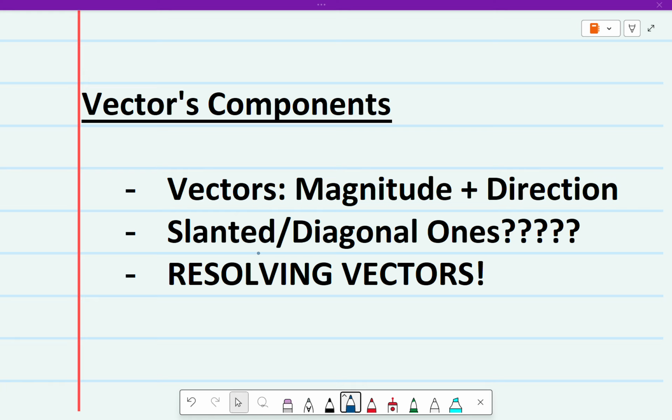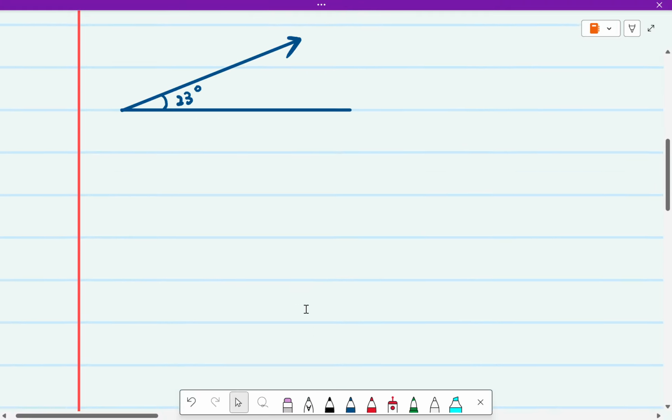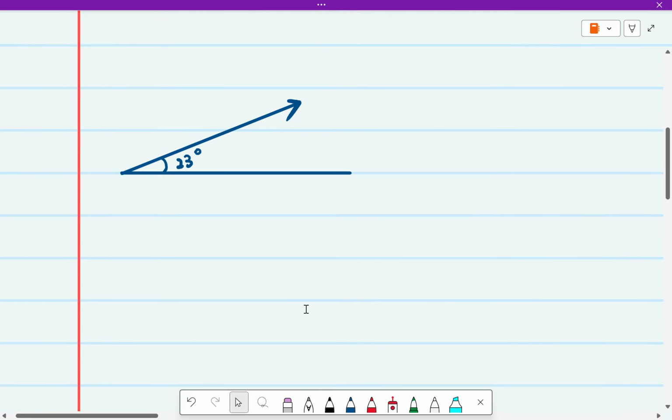The technique we are using is called resolving vectors, which requires some basic knowledge about primary trig ratios, which are sine, cosine, and tangent. Without further ado, let's look at this vector right here. It is said to be 23 degrees above the horizon, which is the same as saying it makes an angle of 23 degrees with the ground.